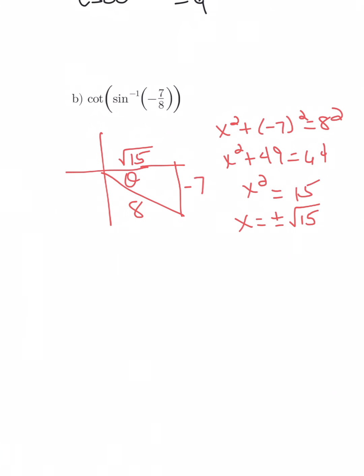Now that we have set up a sine relationship of negative 7/8, we want to do the outside part of this and do the cotangent of that theta. Cotangent is x over y. So we're going to have the square root of 15 over negative 7. And that's our answer.